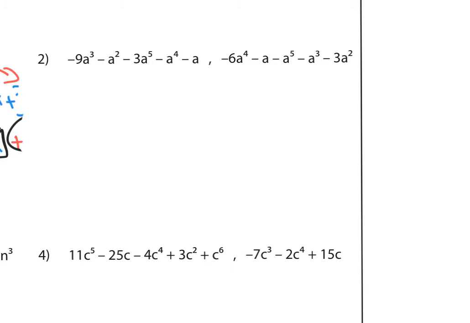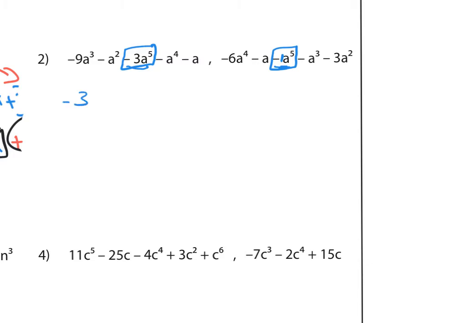So what we're going to do is start with the highest degree. Now, what is the highest degree here? We have 5, right? That's going to be 5 right here. Let me change the color to make it different from black here. So we have negative 3a to the fifth and negative a to the fifth, right? So we can combine negative 3a to the fifth with negative 1a to the fifth. It's like we're adding negative 3 with negative 1. Let me write it down here.